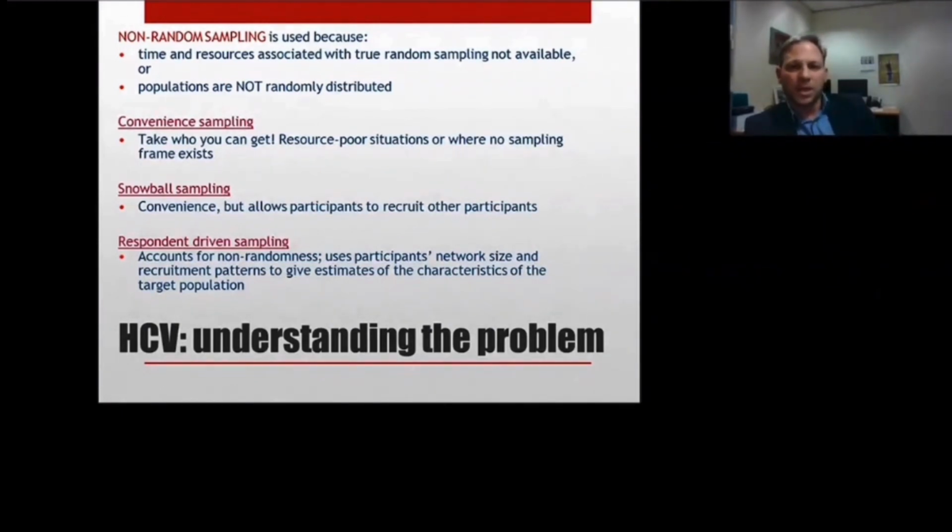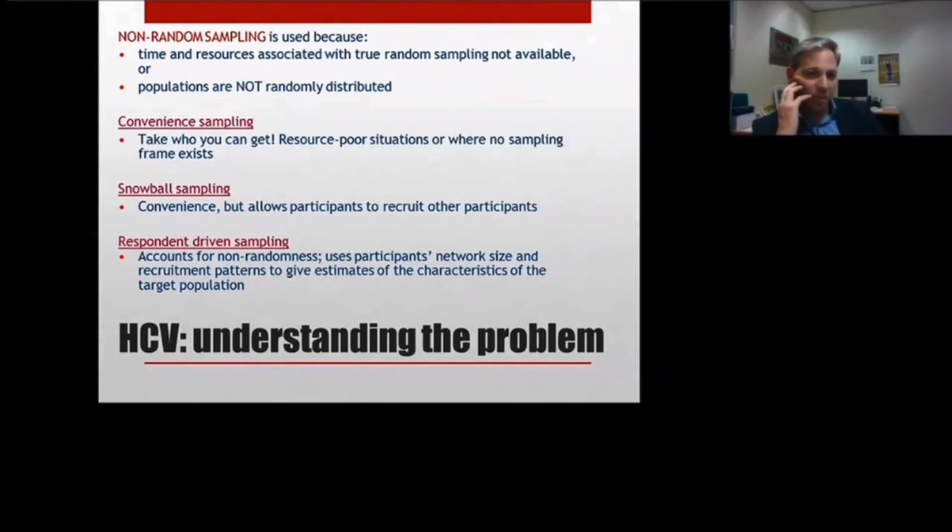And why do we do it? We do it because we don't have the time and resources for true random sampling, and because we're probably not going to get those populations. They're not randomly distributed. They're not necessarily even in homes around Australia. Convenience sampling is one method. You take who you can get. You find the people you can find. And that's the cheapest option, but it's got some downsides as well.